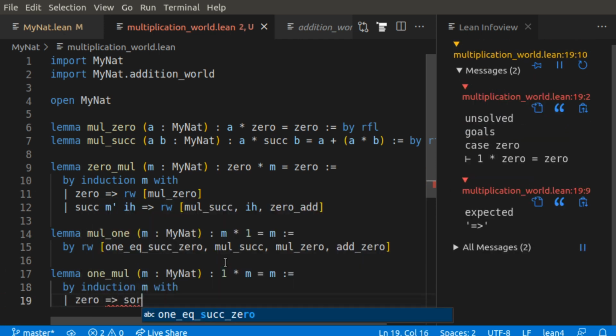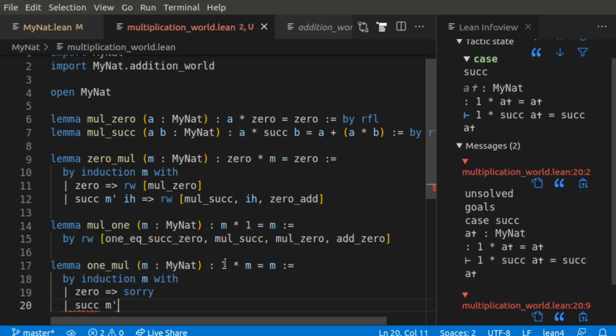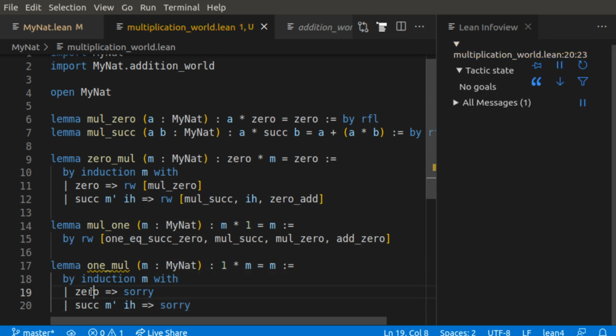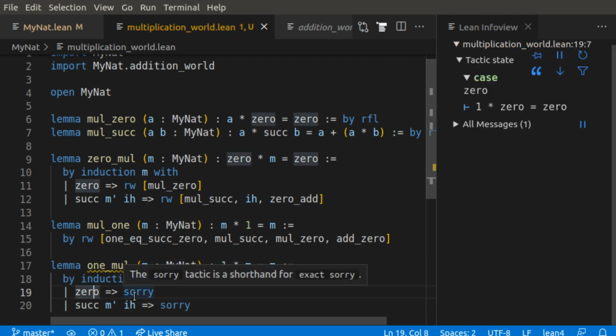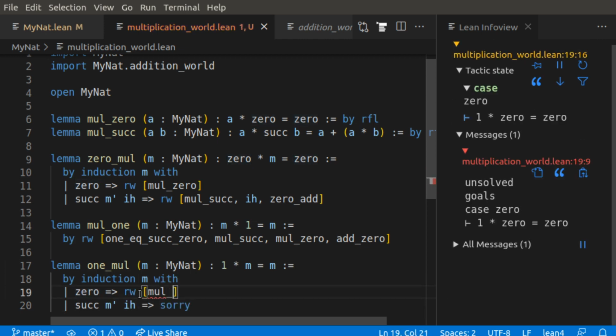Cases 0 and successor m prime, with the inductive hypothesis. Okay, I'm guessing the first one should be easy. 1 times 0 equals 0. Well, that's just by mul 0.